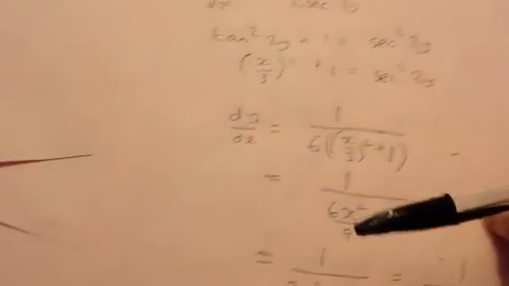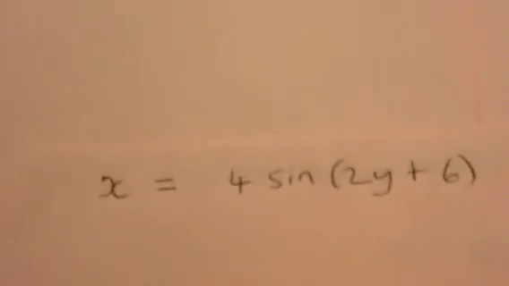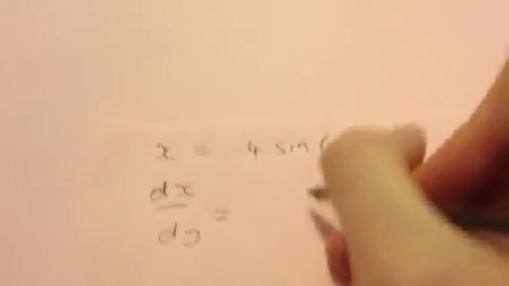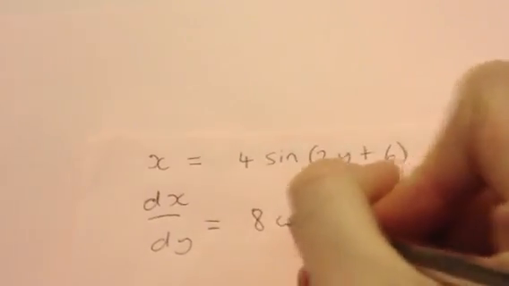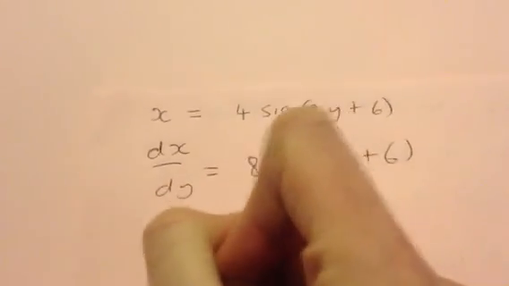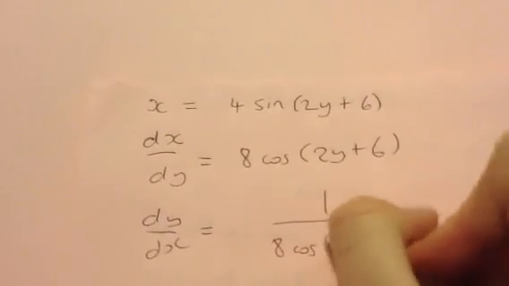So, last but not least, a really tough one from a few years ago. It's an actual past exam question. It's x equals 4 sine 2y plus 6. So, start as I mean to go on, just differentiate. So dx over dy is basically 8 cos of 2y plus 6. Flip: dy over dx is 1 over 8 cos of 2y plus 6.